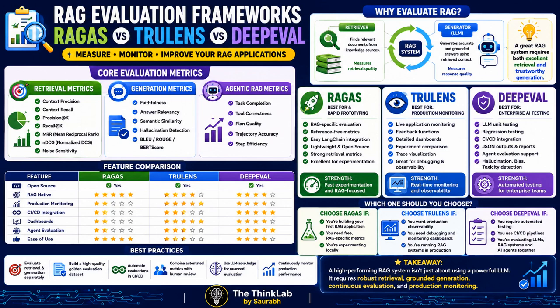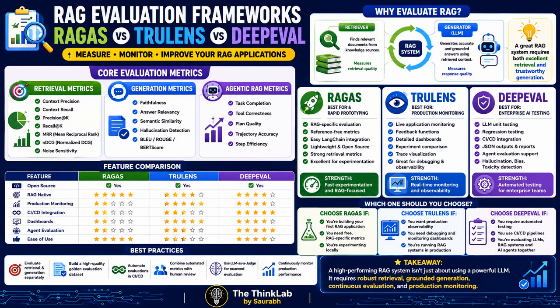If you are building an AI application using Retrieval-Augmented Generation, or RAG, one of the important questions is: how do you know your RAG system is actually performing well? So today we'll explore some of the most popular RAG evaluation frameworks. The first one is RAGAS, the second one is TruLens, and the third one is DeepEval. By the end of this video, you will understand what each framework does, how they differ, and which one is the best choice for your project.